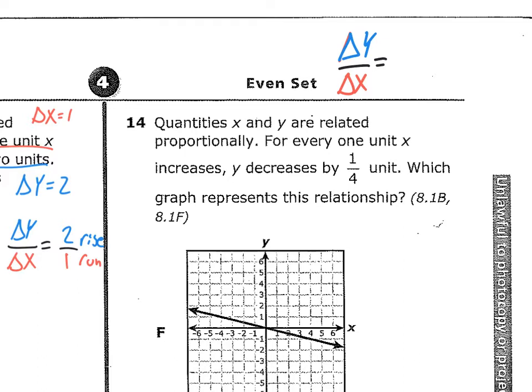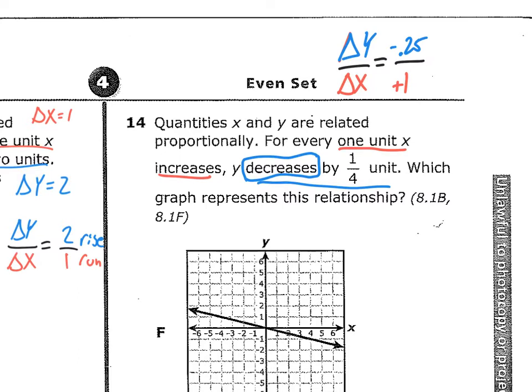So it said for every 1 unit x increases, so x is going up by 1. That's positive. Our y says it decreases, so it's going down by a quarter of a unit. I don't really want to do this as another fraction, so I'm going to call this 0.25 for right now.